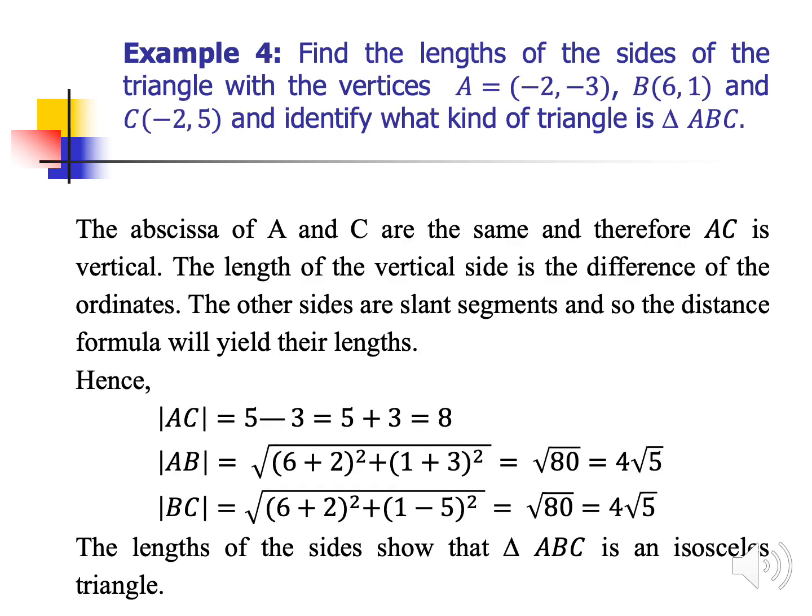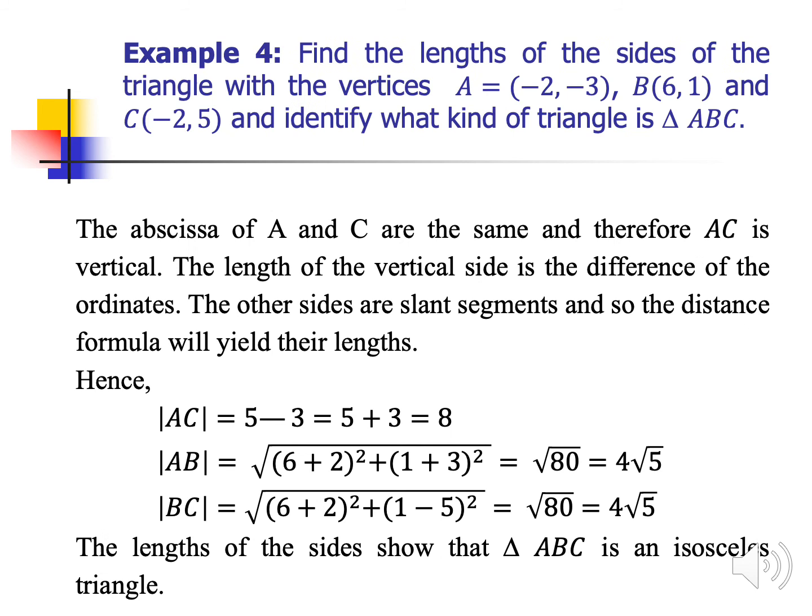Then we have this one. You're going to find the length of the sides of the triangle given the vertices A (-2, -3), B (6, 1), and C (-2, 5), and identify what kind of triangle ABC is. So we need to find the distance between AC, AB, and BC.